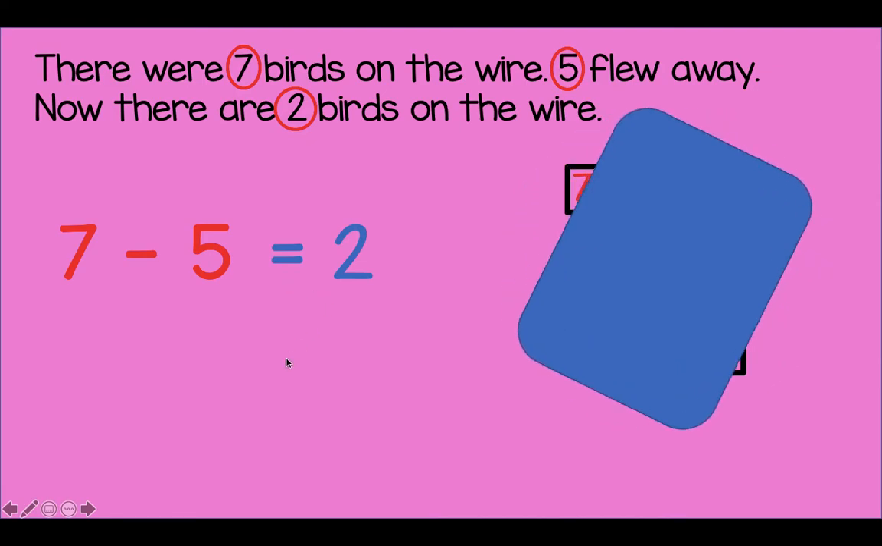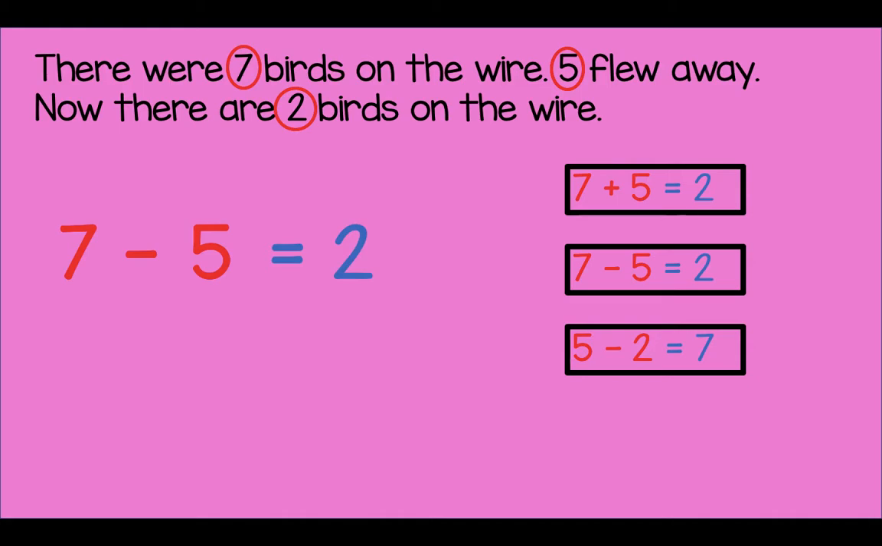So now, bye-bye. Now I can look at my numbers over here. So I've got 7 plus 5 equals 2. Nope, I said minus. We're taking away. 7 minus 5 equals 2. Oh, yep, that's mine. And then 5 minus 2 equals 7. Definitely not that. So, yep, thank you. We got it. 7 minus 5 equals 2. So this is the number sentence I would circle to match the problem.